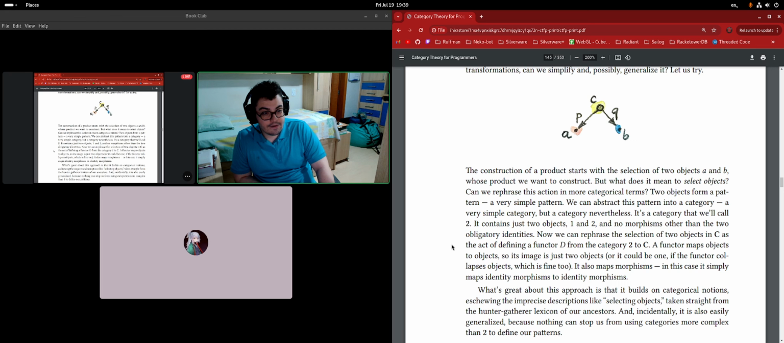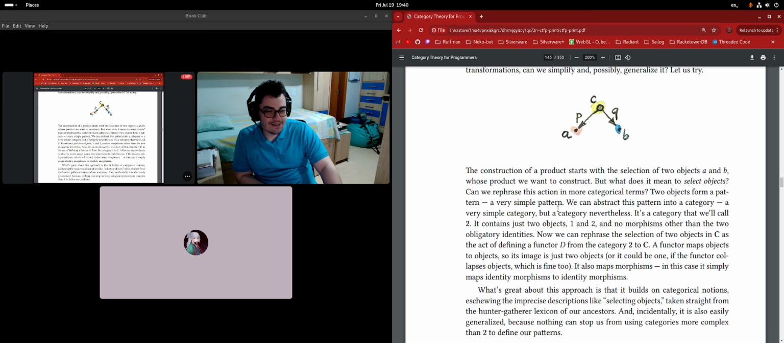So we can abstract this pattern of selection into a very simple category, which we're going to call 2 for some reason. I think it's a bad name, but that's okay. It contains two objects, and that's all. That's a lack of creativity in my books, but okay. It contains two objects, 1 and 2, and no more functions other than the two obligatory identities. Those are bad names. They should have been called 0 and 1 actually.